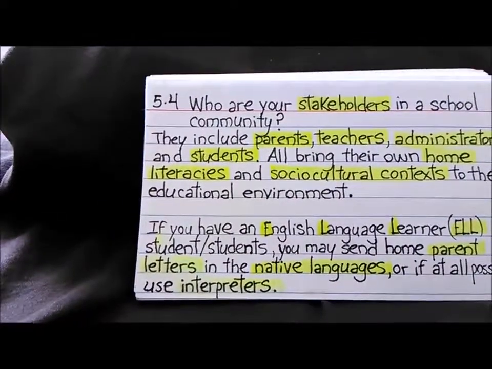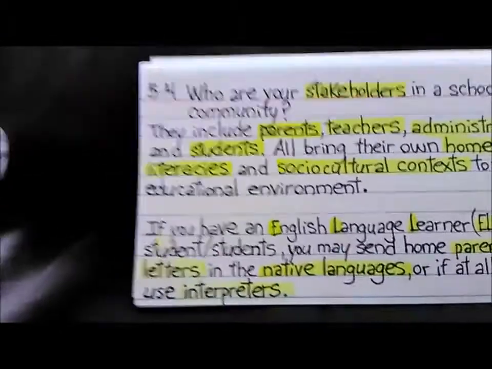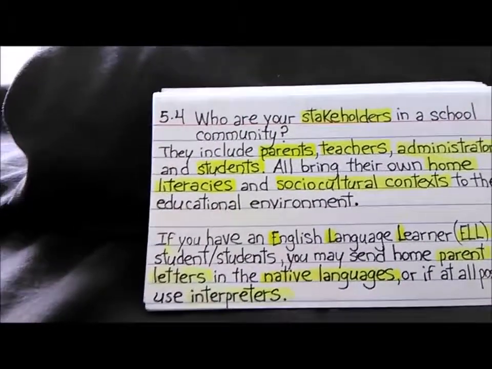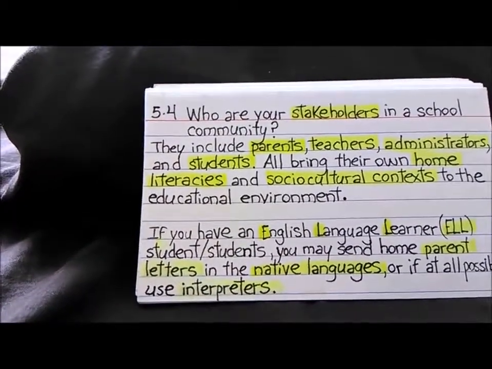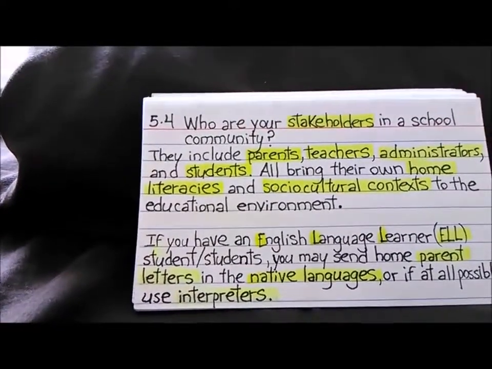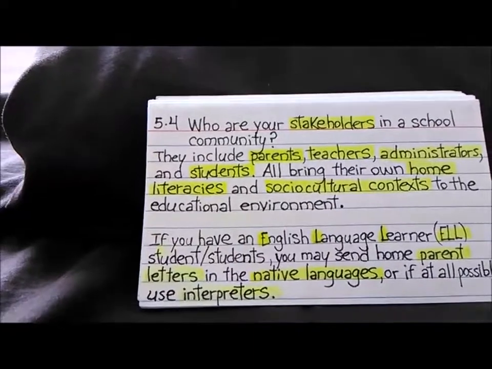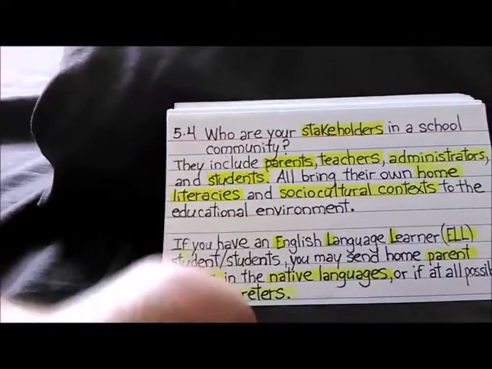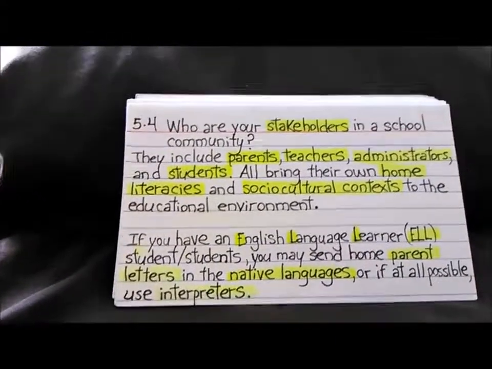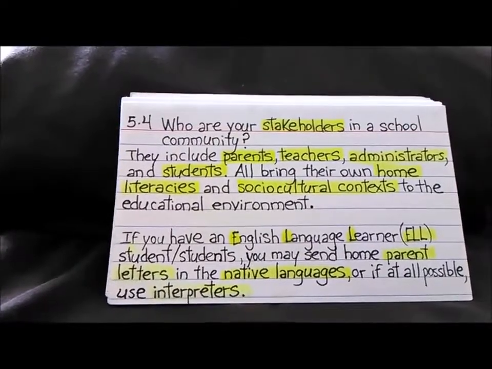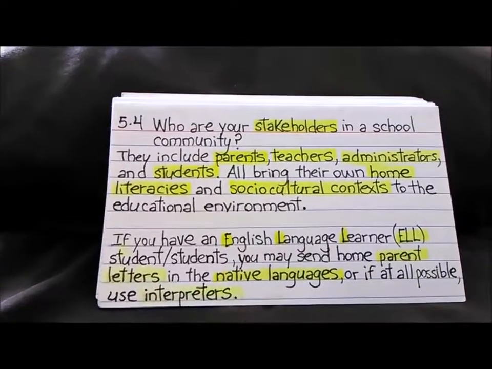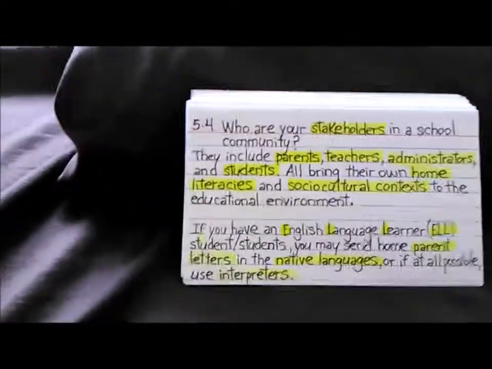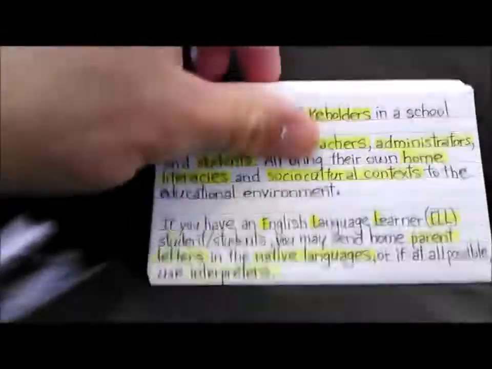Who are your stakeholders in a school community? Well, they include the parents, teachers, administrators, and students. They all bring their own home literacies and social cultural context to the educational environment. If you have an English language learner, ELL student or students, you may send home parent letters in the native languages, or if at all possible, use interpreters. Okay, just to provide that help.